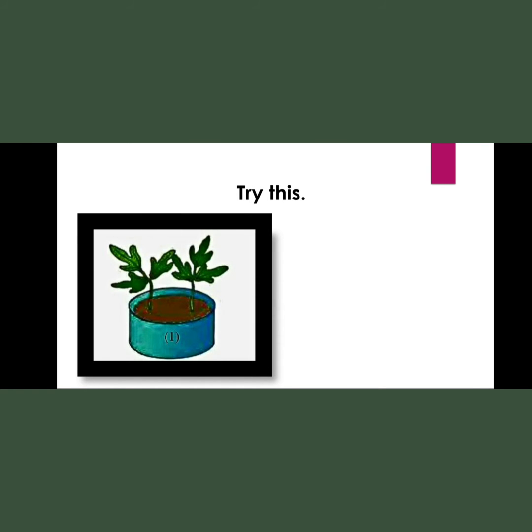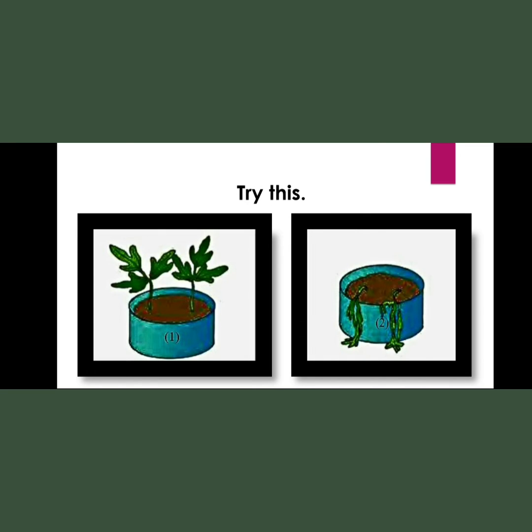Try this. Take two small boxes. Label them box 1 and box 2. Fill them 3/4 with soil and make the soil moist enough to sow seeds. Sow 2 sprouted mudki seeds in each box. Give 2 spoons of water to the soil of box 1, only once every day. Give 4 spoons of water to the other box 4 times a day. Do this for 6 days.